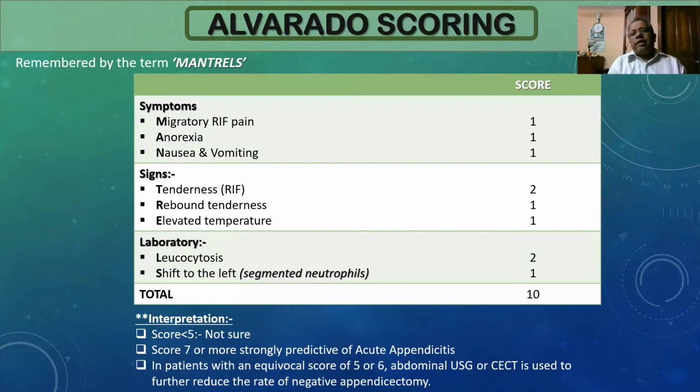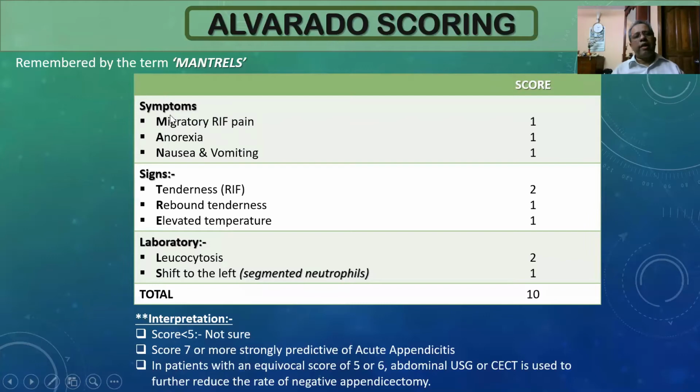There is a scoring system discovered for the diagnosis of appendicitis. This is the Alvarado scoring system. To remember it easily, the mnemonic is MANTRELS. M is for migratory right iliac fossa pain, A for anorexia, N for nausea and vomiting. These are from the symptoms.